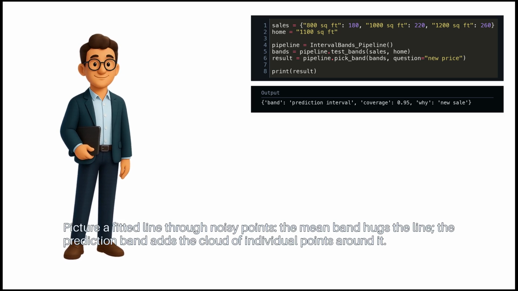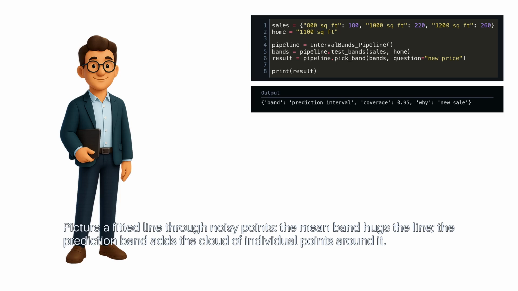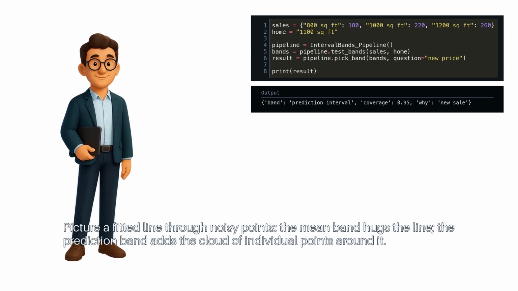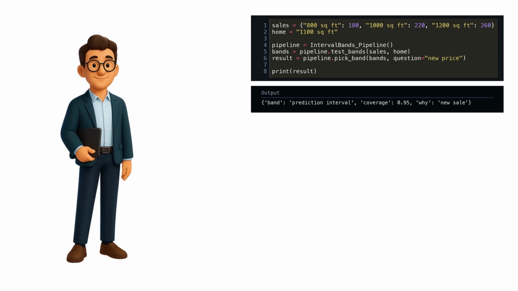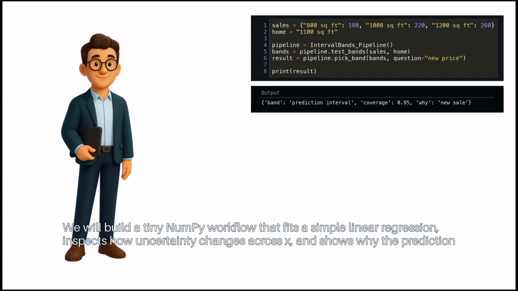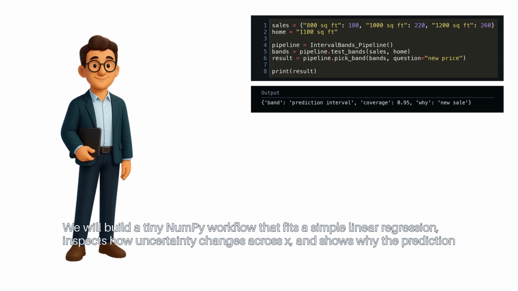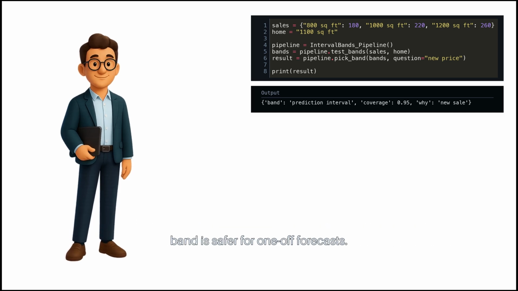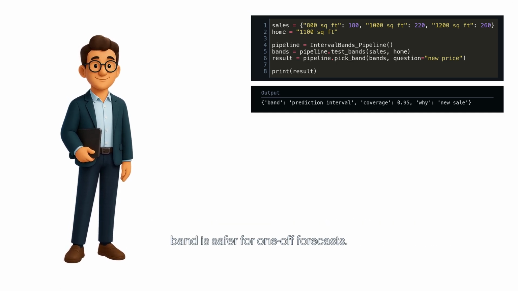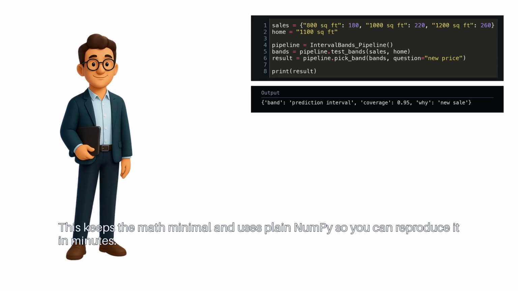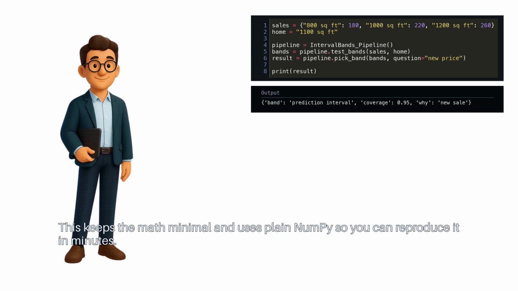Picture a fitted line through noisy points. The mean band hugs the line. The prediction band adds the cloud of individual points around it. We will build a tiny NumPy workflow that fits a simple linear regression, inspects how uncertainty changes across X, and shows why the prediction band is safer for one-off forecasts. This keeps the math minimal and uses plain NumPy so you can reproduce it in minutes.